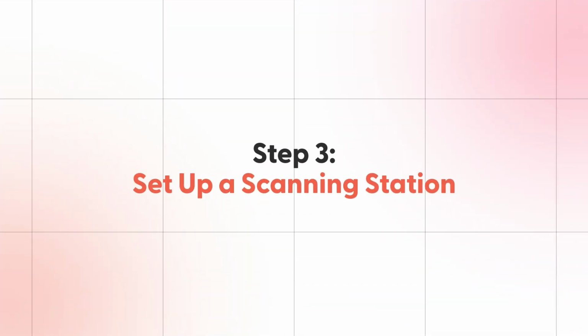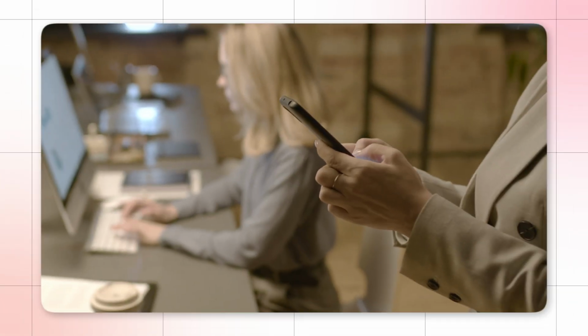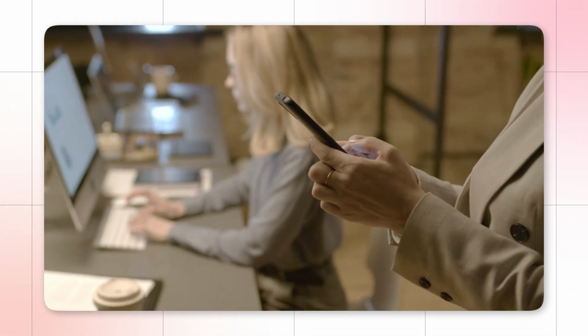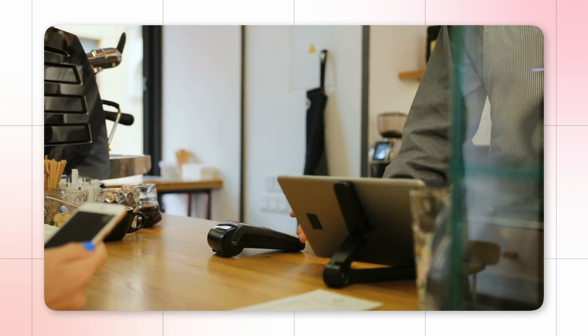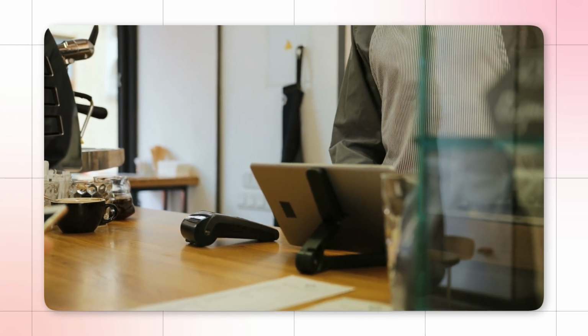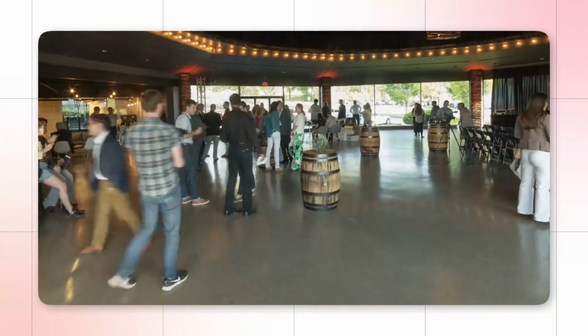Step 3, set up a scanning station. Place staff or kiosks with smartphones or tablets at entry points. Use your chosen platform's app or any QR scanner linked to your system to start checking people in.